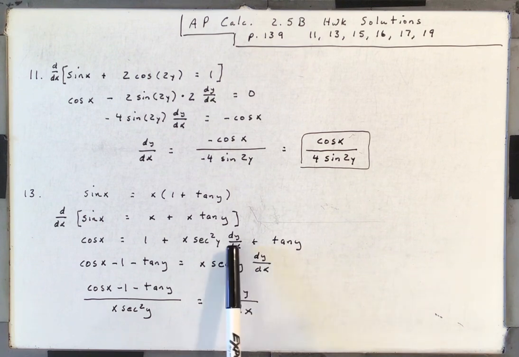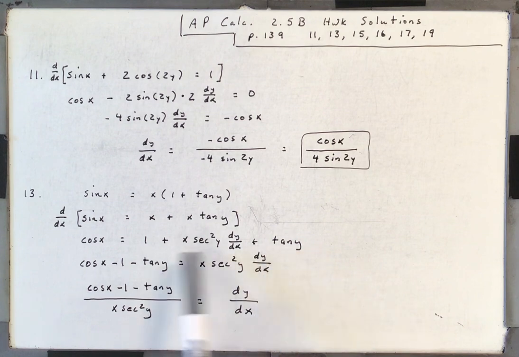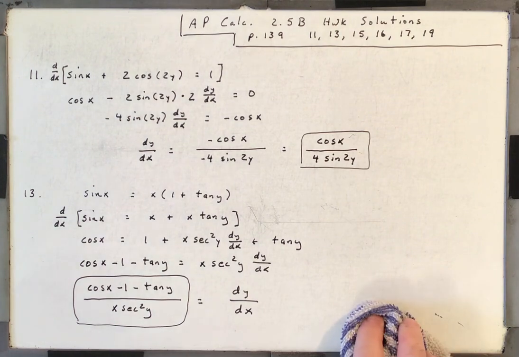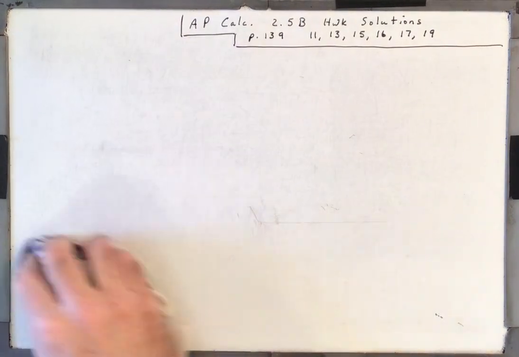Now I'm just going to leave the dy dx term over on the right, since it's already there, and move the 1 and the tangent y to the left. So we have to make those two negative, so I'd have cosine x minus 1 minus tangent y is equal to x secant squared y dy dx. And then solving for dy dx, I'm going to bring that x secant squared y underneath. And that would leave me with this. All right, looks fancy, but not too bad. I hope you didn't think that's too bad. All right, let's move on to number 15.